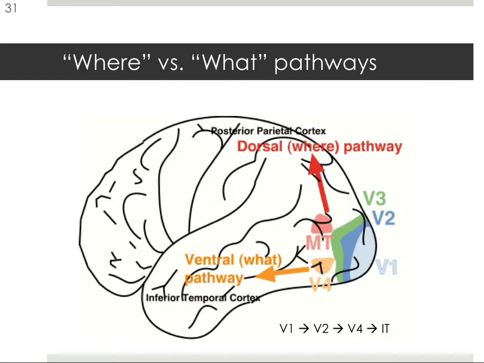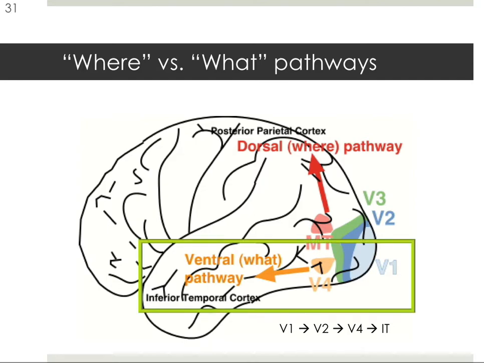Now, in contrast, we also have the what pathway in contrast to the where pathway, and that includes areas after V1 and V2 going towards area V4, which is important for color vision, and then towards the inferior temporal cortex, which is in the temporal lobe.